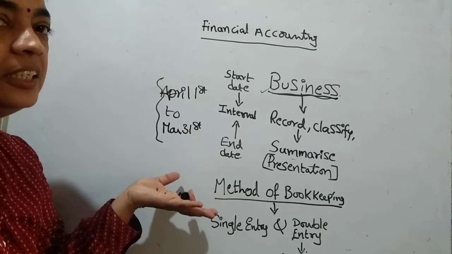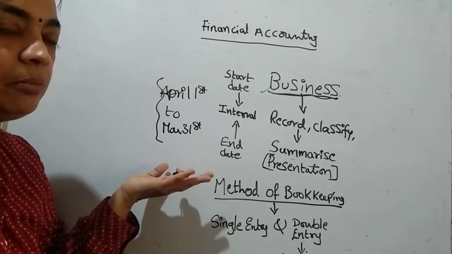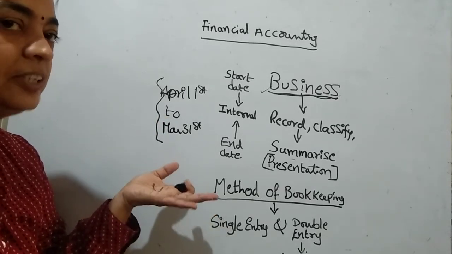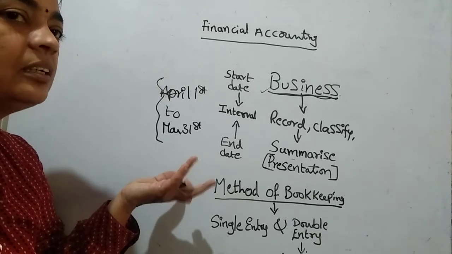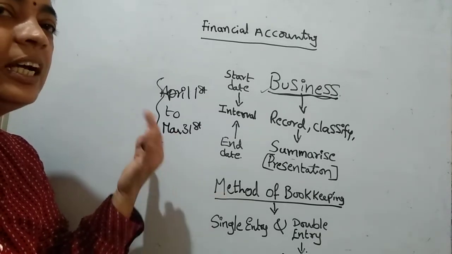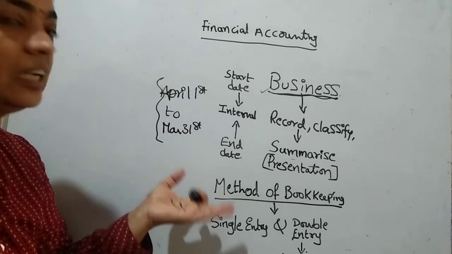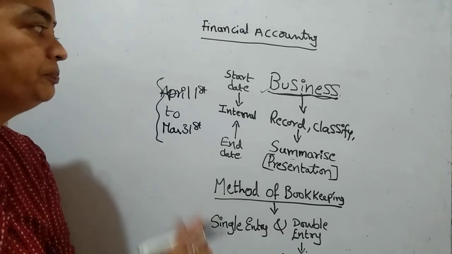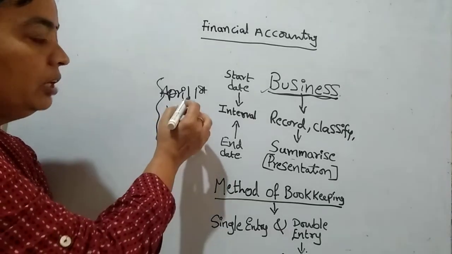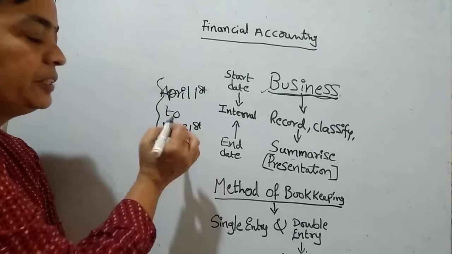In some countries, it may be Jan to December or June to June. It depends on the company. It depends on the country's legal compliances. So fine. In India, we follow April 1st to March 31st.